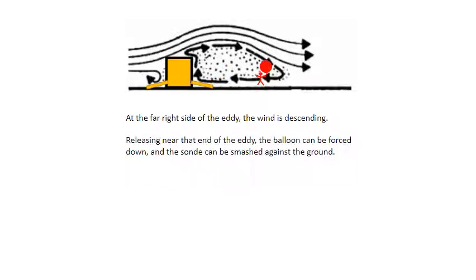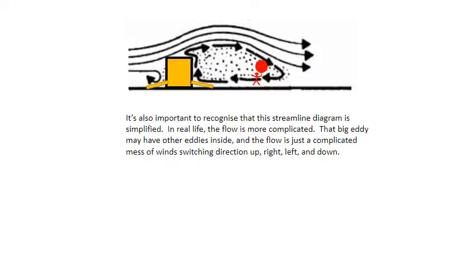At the far right side of the eddy, the wind is descending. Releasing near that end of the eddy, the balloon can do a couple of somersaults and be forced down, and the sonde can be smashed against the ground.